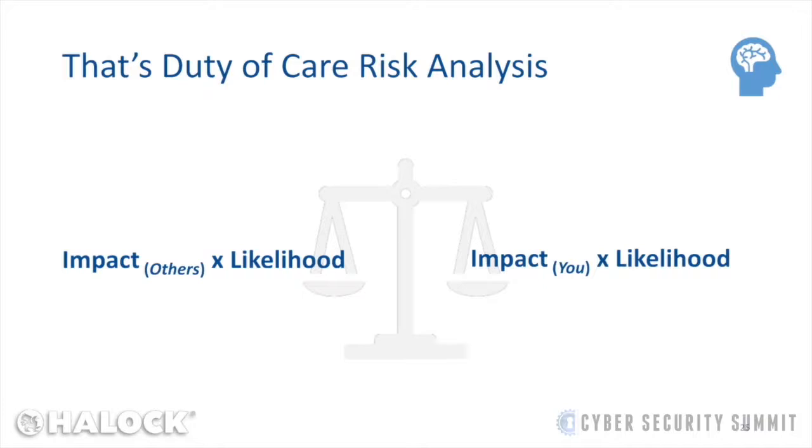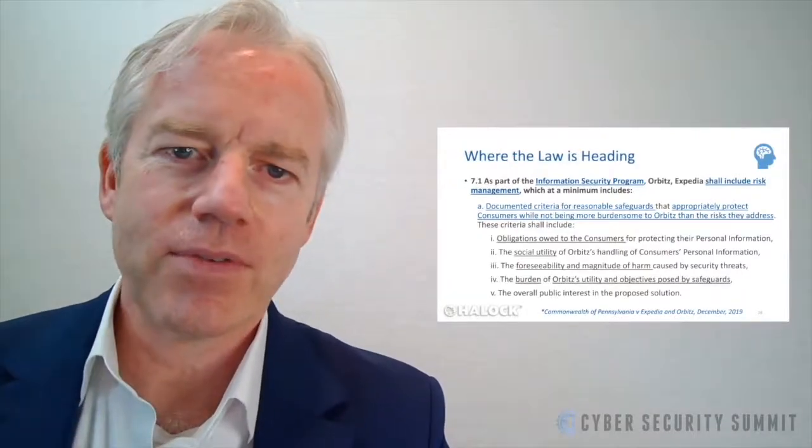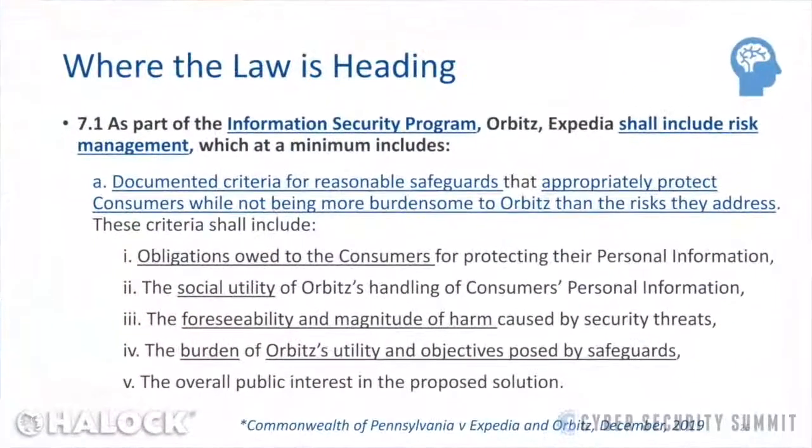What they're saying is, if you've got a control that you've got to implement, do that, but don't make it greater than the risk that you're protecting others from. But you have to be explicit in how you showed you thought that through. Here's a recent decision from the state of Pennsylvania. Orbitz had a breach under Expedia, who had just acquired them. And what Pennsylvania did was they said, look, you've got to get this environment secure.